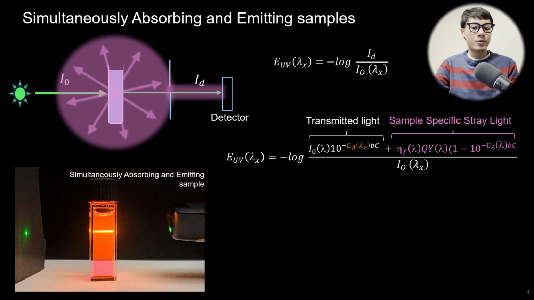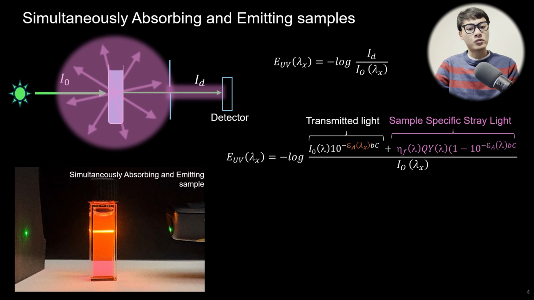Because the UV-Vis spectrophotometer is not designed to separate these contributions, it interprets this mixed signal as transmitted light. So, this artificially lowers the calculated extinction, since the emitted photons also reach the detector.